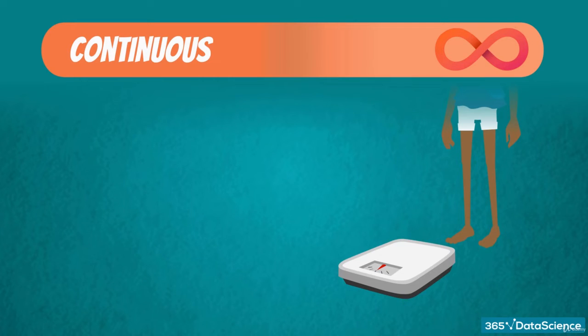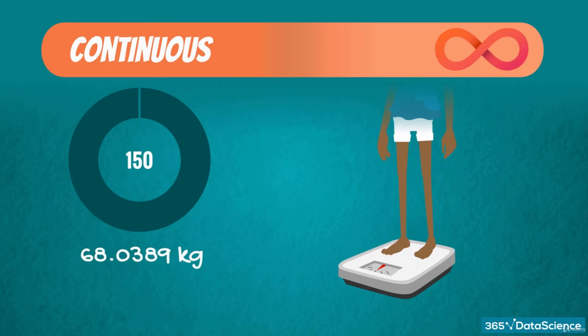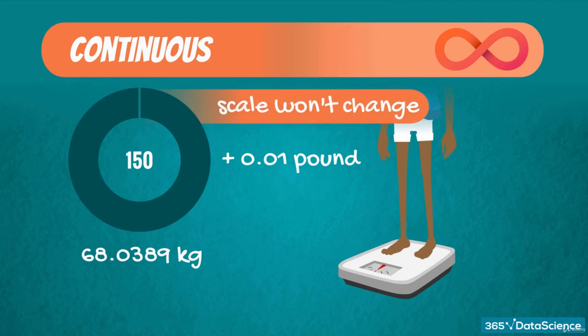Let's dig a bit deeper into this. You get on the scale and the screen shows 150 pounds, or 68.0389 kilograms. But this is just an approximation. If you gain 0.01 pound, the figure on the scale is unlikely to change, but your new weight will be 150.01 pounds, or 68.0434 kilograms.